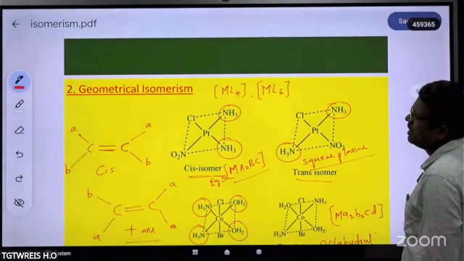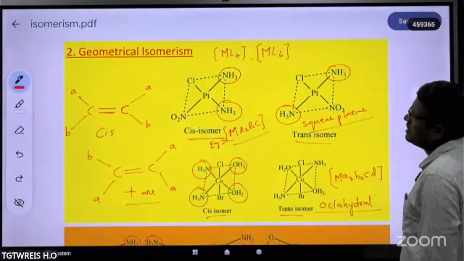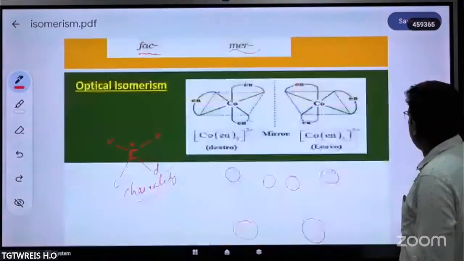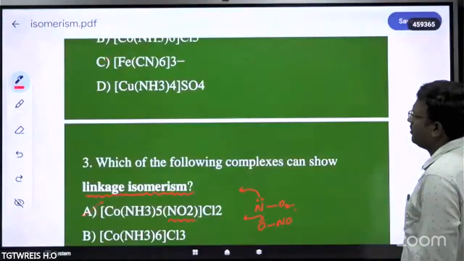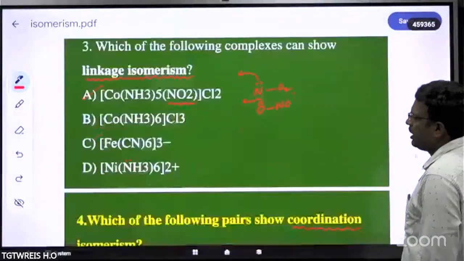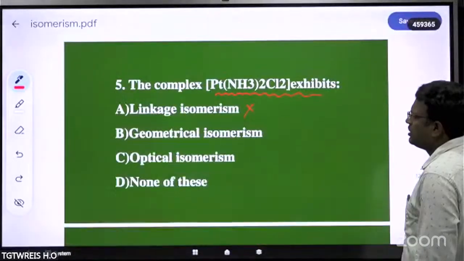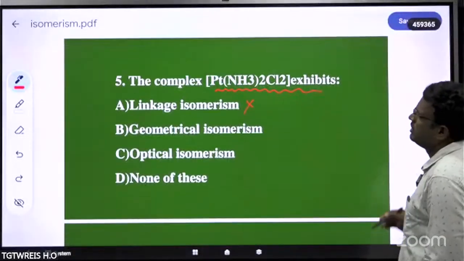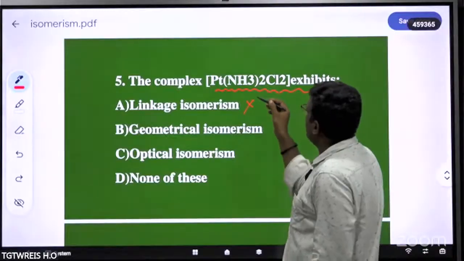Geometrical isomerism is nothing but cis-trans isomerism. Cis-trans isomerisms are called geometrical isomerism. Clear? So take a look, what type is here?